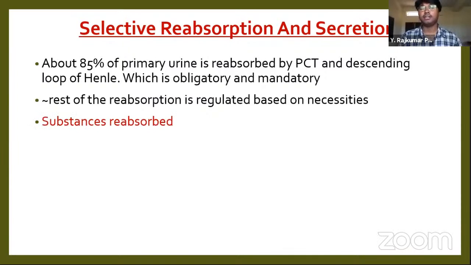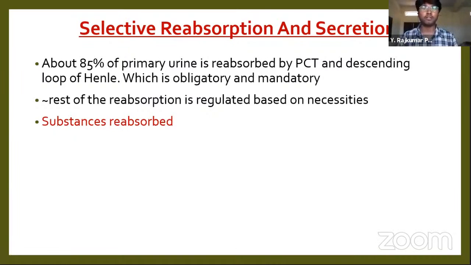If we have less water in the body, then there will be a hormonal mechanism which is initiated, and these hormones are involved in the process of reabsorption. They stimulate the DCT, which is the distal convoluted tubule, for the reabsorption process. Let's see what are the substances reabsorbed.